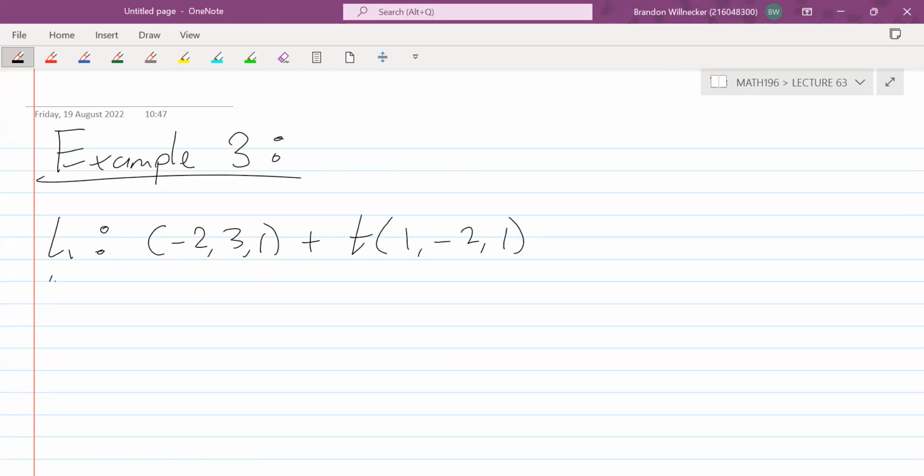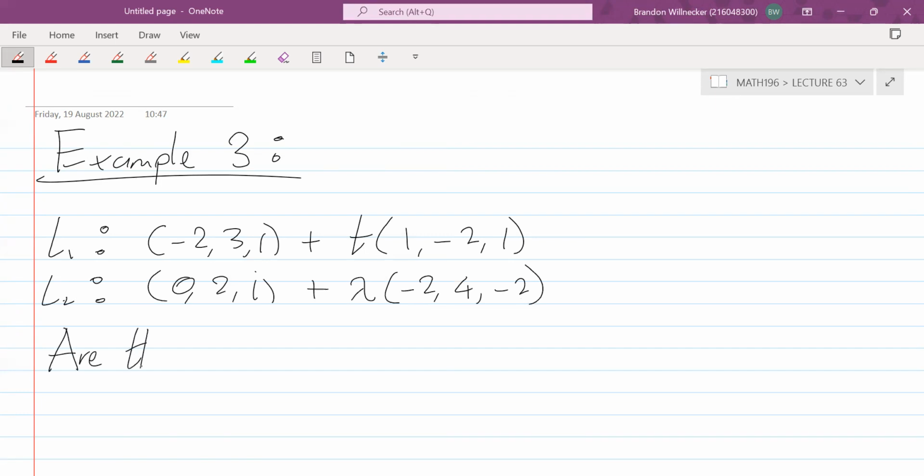We've got a line L2, and this is given by (0, 2, 1) plus lambda, because we need a different parameter, times (-2, 4, -2). Okay, and the question is, are these lines parallel? Again, we can draw a little rough diagram of what's going on to see what we need.